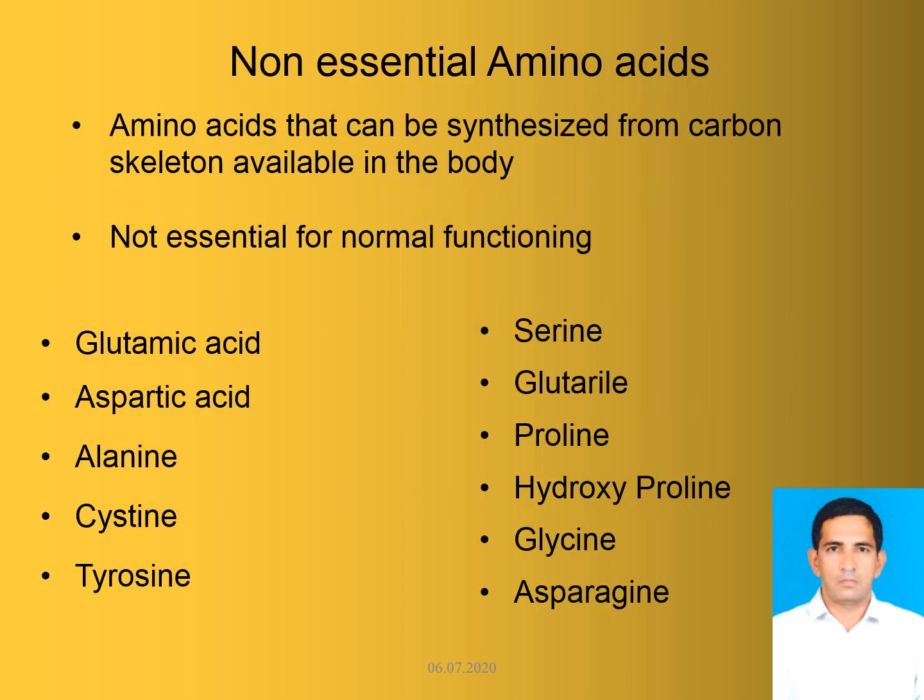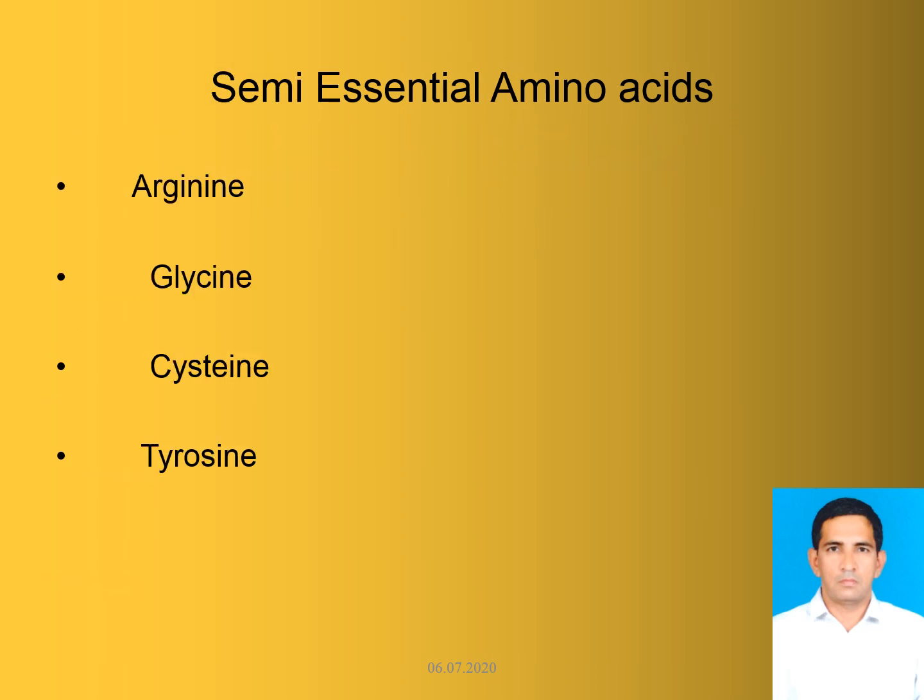Non-essential amino acids are amino acids that can be synthesized from carbon skeleton available in the body, non-essential for normal functioning. Semi-essential amino acids: arginine, glycine, cysteine, tyrosine.